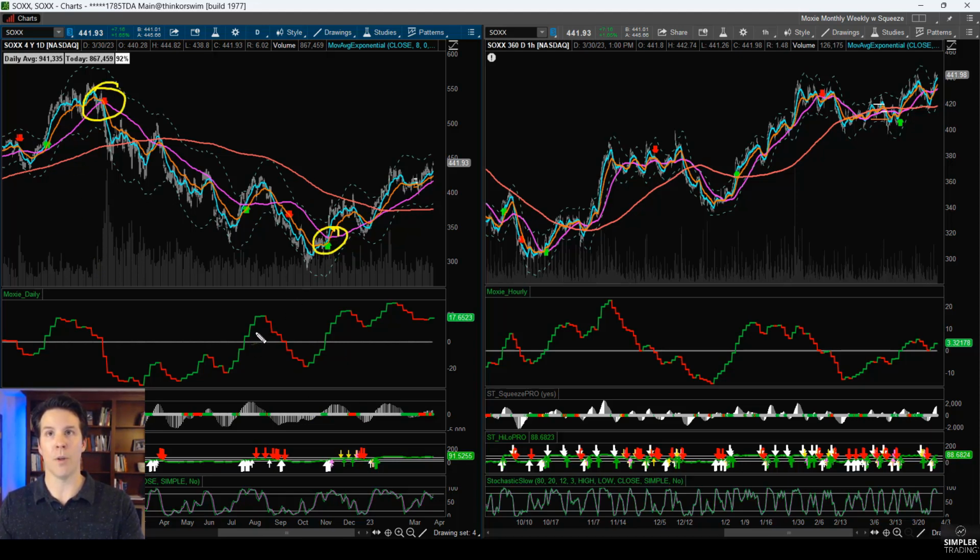So as you can see here, the Moxie indicator does a very good job of calling both the downturn and the upturn, and then also helps tell you when bounces are false breakouts, like you should actually be shorting this, or dips are buyable. And we can see that in through here.